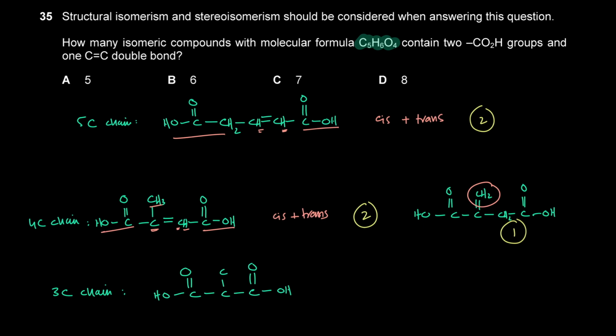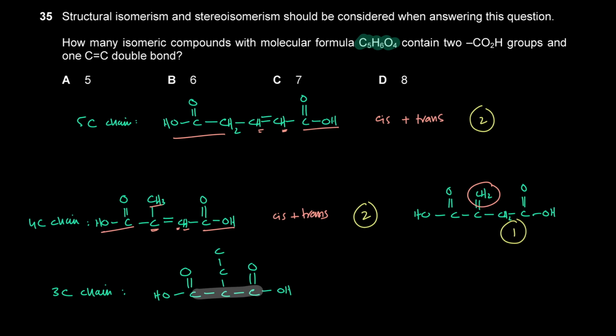Again, remember the parent chain will have both the carboxyl groups. And then we can have a single branch with 2 carbon atoms like this. Now over here, we can't have the double bond here, or here. But we can have a double bond here or we can have a double bond here.